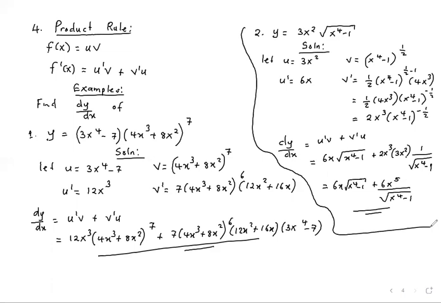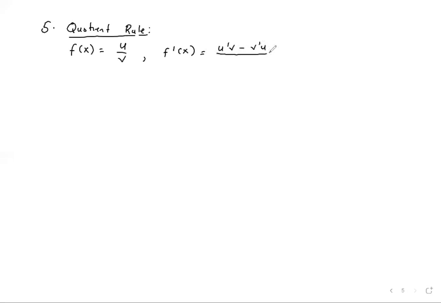So that we also do the fifth one, which is quotient rule. Quotient rule: if f of x is given as u over v, where u and v are functions of x, the derivative f prime of x is going to be (u prime v minus v prime u) over v squared. Let's see what this means.